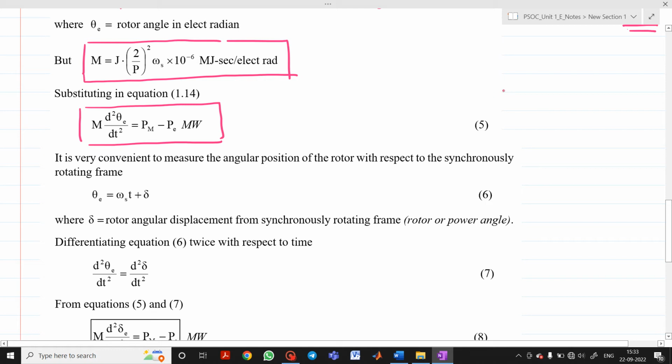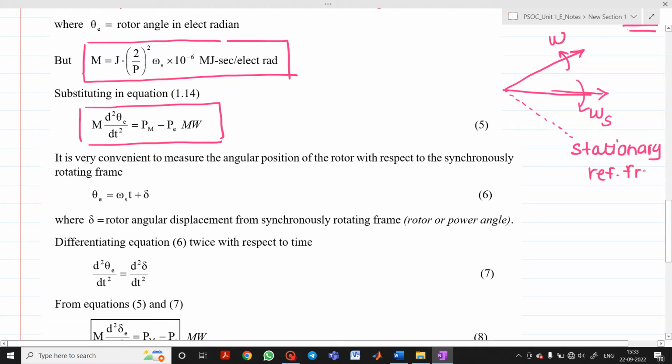This rotates with a synchronous speed omega S, and this speed is omega. Now I will draw this dotted line. What does this dotted line indicate? This dotted line indicates the stationary reference frame, and the angle between these two is theta E.